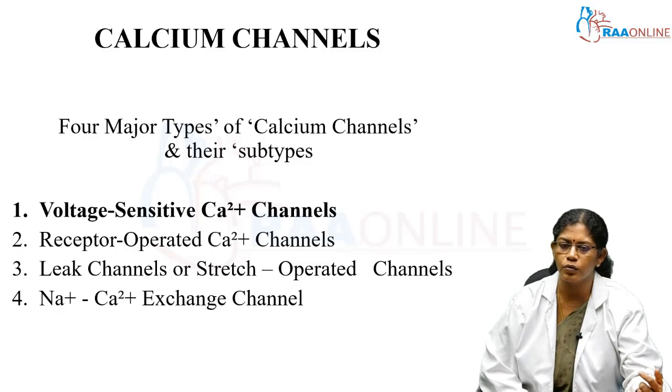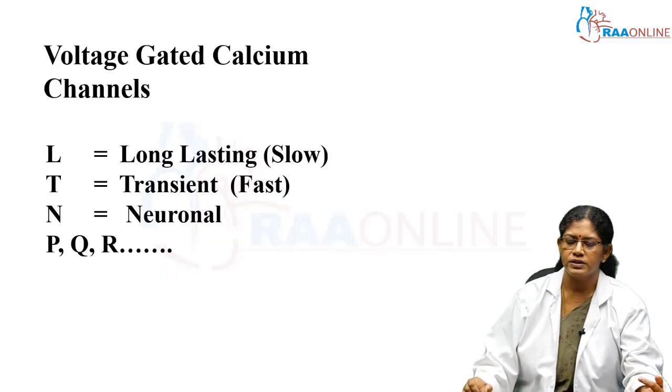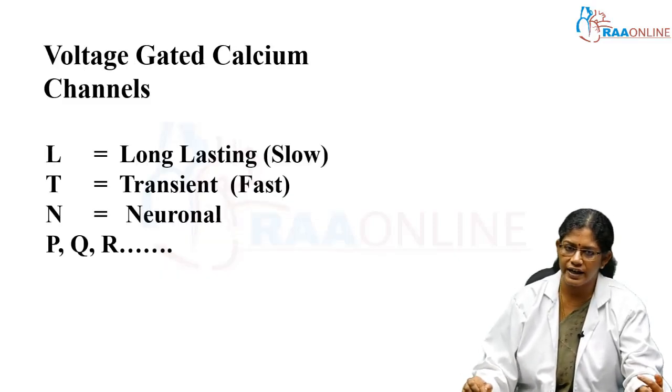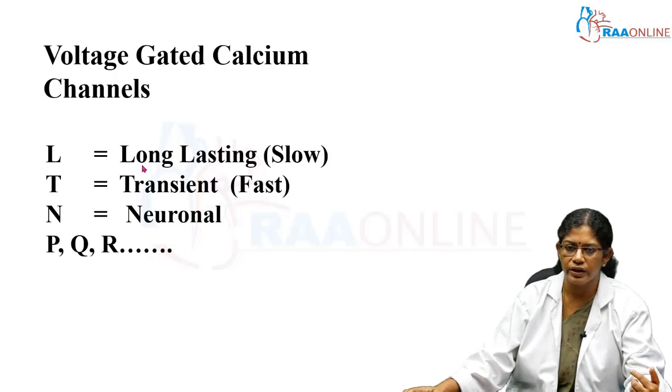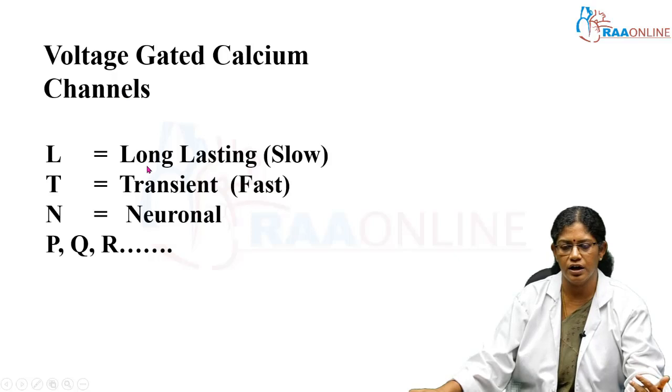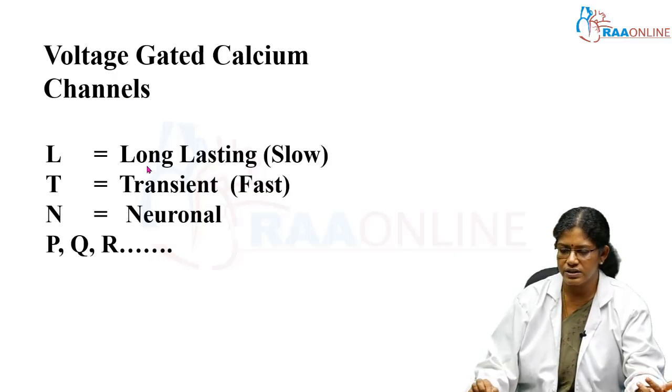In today's lecture, we are going to give importance to the voltage sensitive calcium channels, or voltage gated calcium channels. There are three major groups of channels: L, T and N, meaning long lasting, transient and neuronal channels. The L channel is the one present in our cardiovascular system, which plays a very important role in the movement of calcium in our blood vessels as well as in our heart. So among the voltage gated calcium channels, especially the L type is what we are going to see in this lecture.